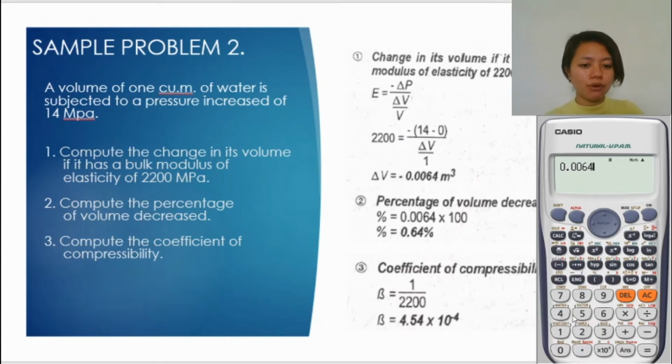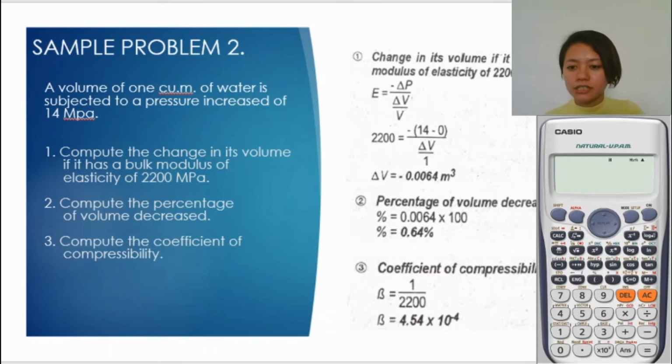0.0064 times 100, so we have 0.64% as the percentage of volume decrease. That's for number 2. Then for the coefficient of compressibility, given the bulk modulus of elasticity, we take the reciprocal: 1 over 2,200 equals 0.0045, or 4.54 times 10 to the negative 4. So that is our coefficient of compressibility.